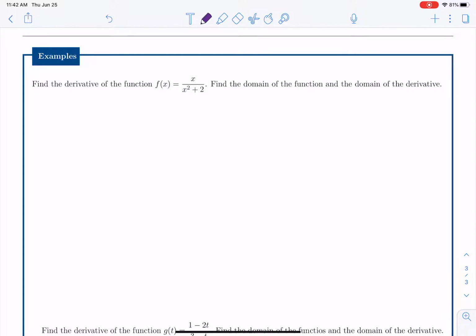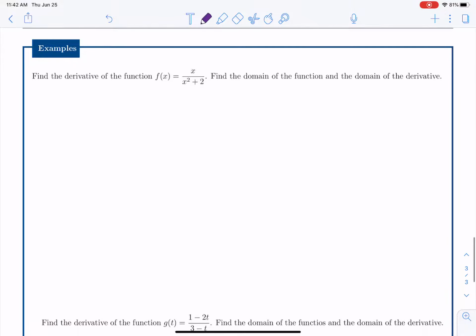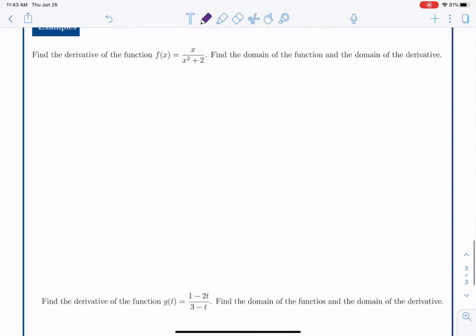So here is another function, and we want to find the derivative of this function. So the domain here is negative infinity to positive infinity. The reason being, I can plug in any number in the denominator or the numerator, and I'm going to get a well-defined real number.